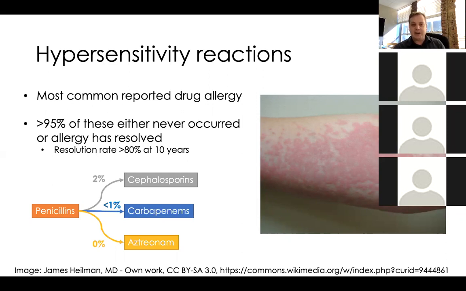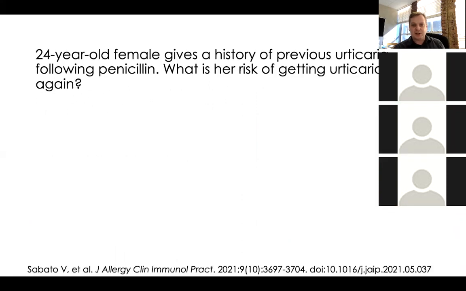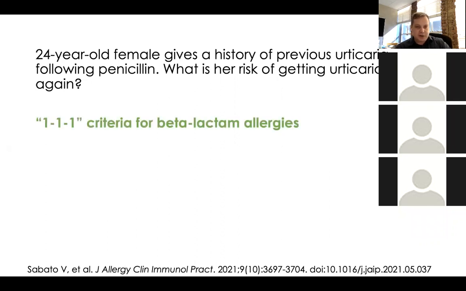I wanted to just give you one helpful tool that's come out in the last year. A very useful group of people in Italy looked at this, and to give you a case scenario, say you have a 24-year-old female who says she has urticaria following penicillin. What's her risk of getting urticaria again? And what this group did is they looked at what they call the 1-1-1 criteria for beta-lactam allergies, and this is specific really to urticaria.